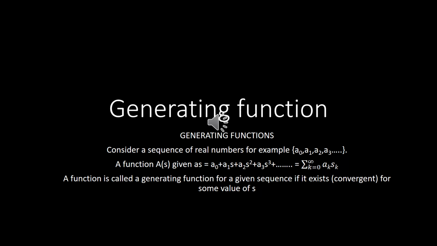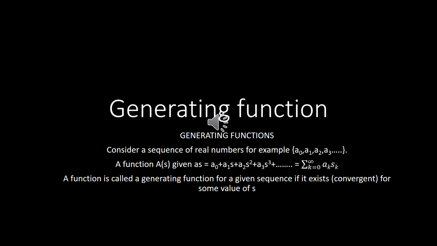A function A of s given as a0 plus a1 s plus a2 s squared plus a3 s cubed plus all the way, is equal to the summation of a_k s power k, where k lies from 0 to infinity. Therefore, a function is called a generating function for a given sequence if it exists, that is, is convergent for some value of s. I hope you're getting me right.